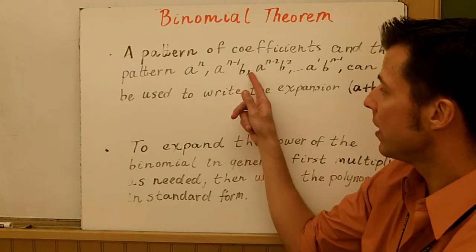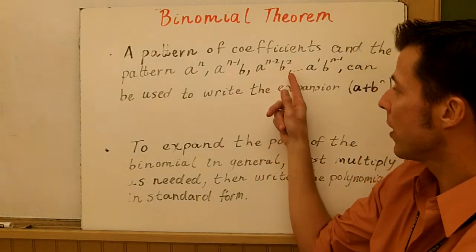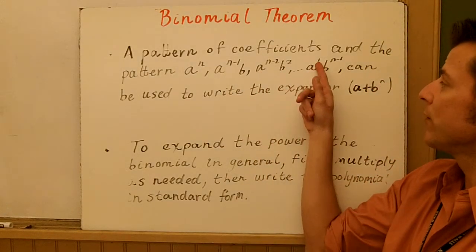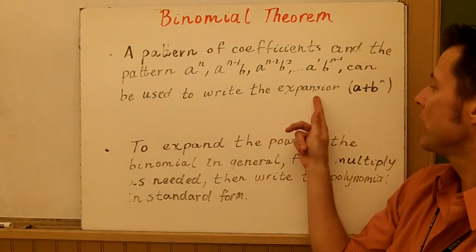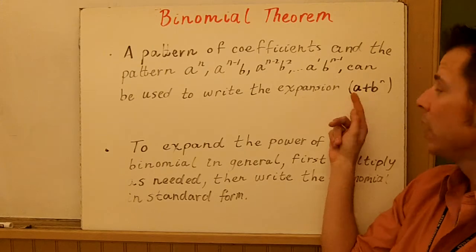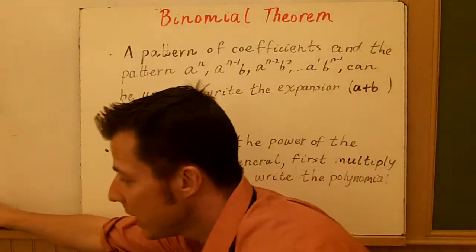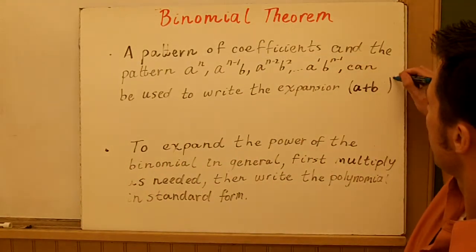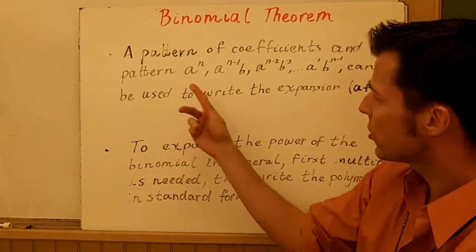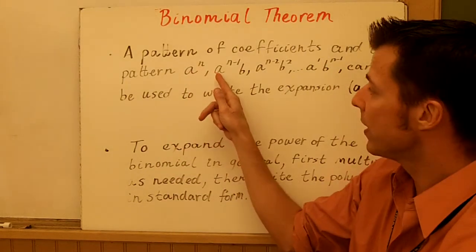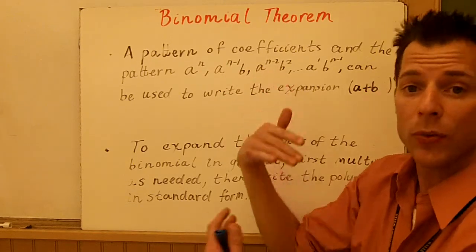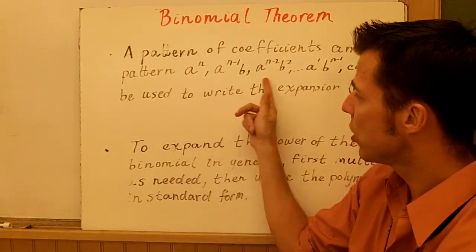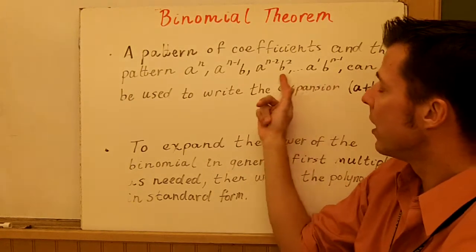a to the n minus 1 b, a to the n minus 2 b squared, a to the n minus 3 b cubed, and so on, can be used to write the expansion of (a plus b) to the n power. That n should be on the outside. Okay? And so what this says is the first term, and then a to the n minus 1, one term less, two terms less, three terms less, etc. And we'll get into talking about this pattern here.